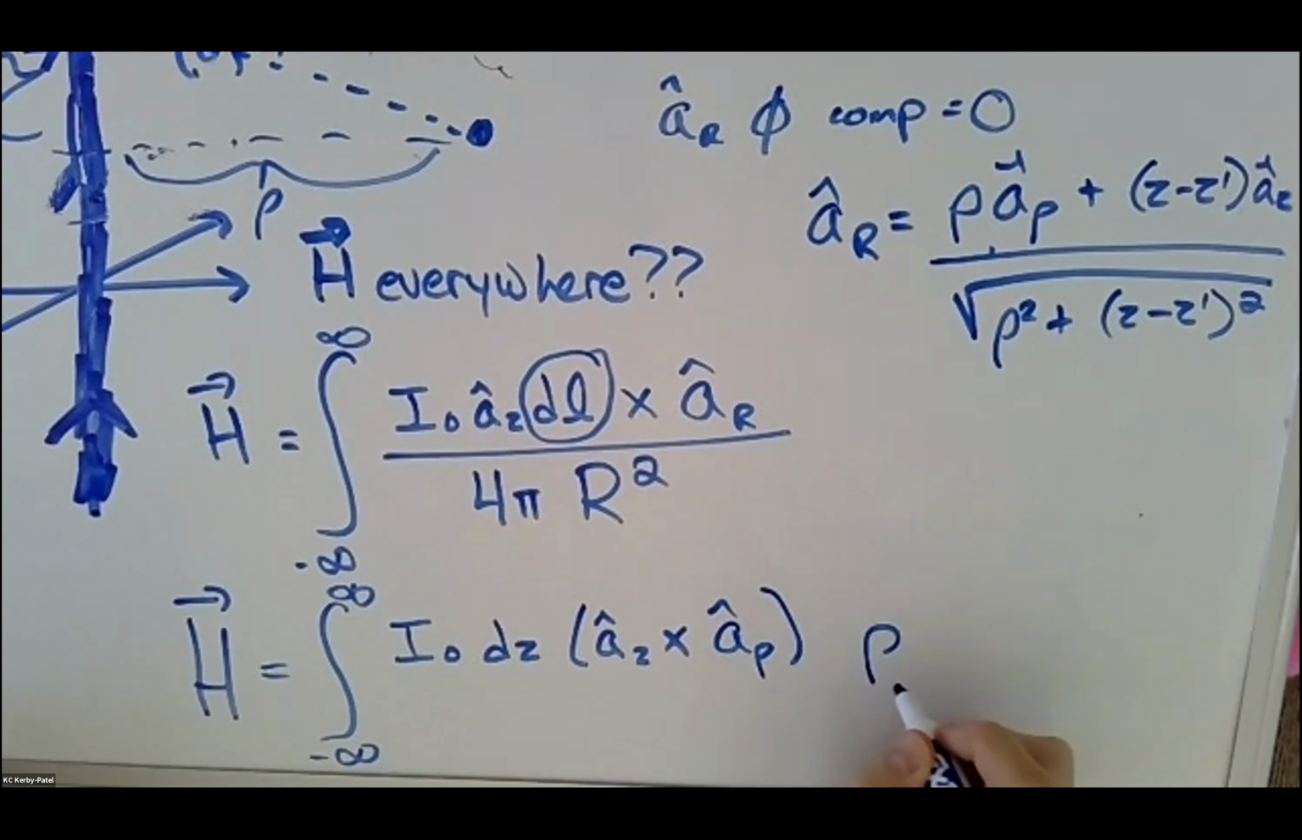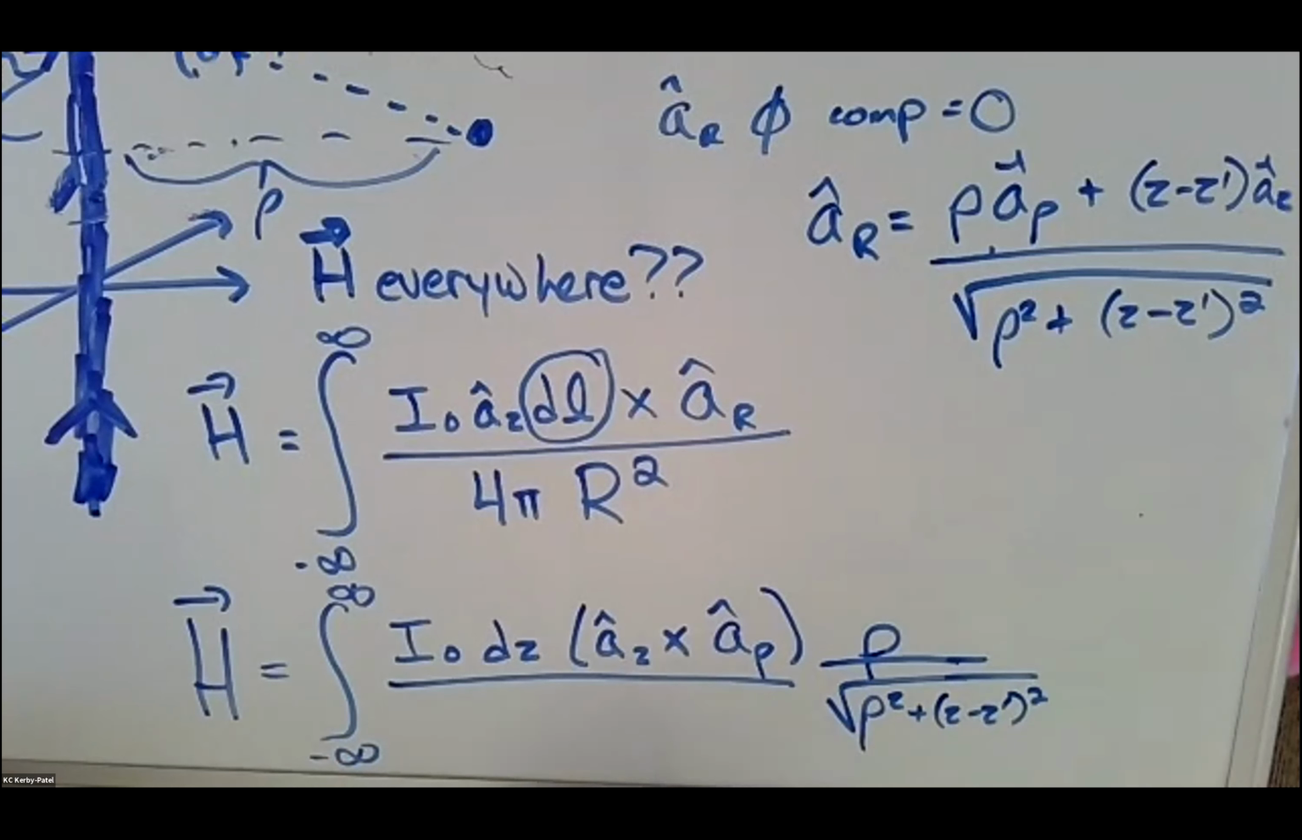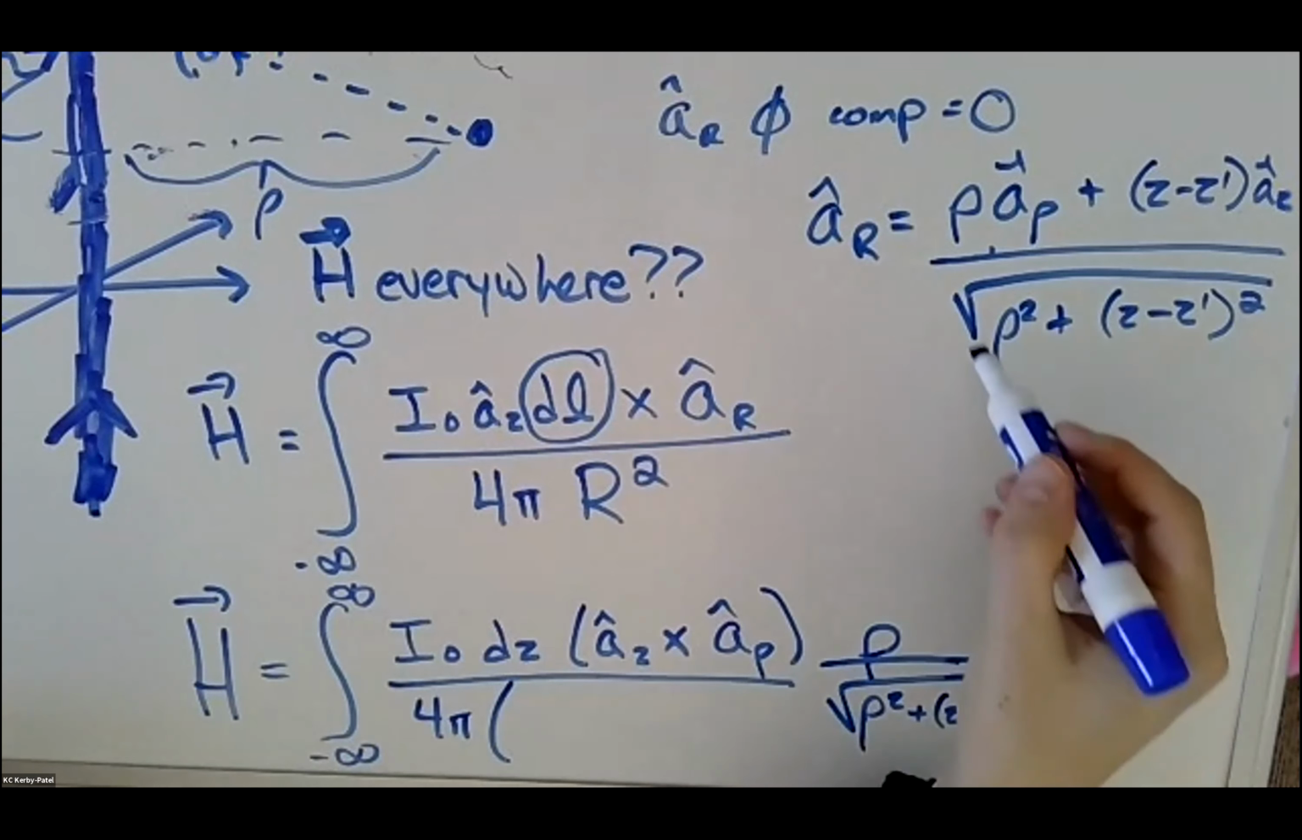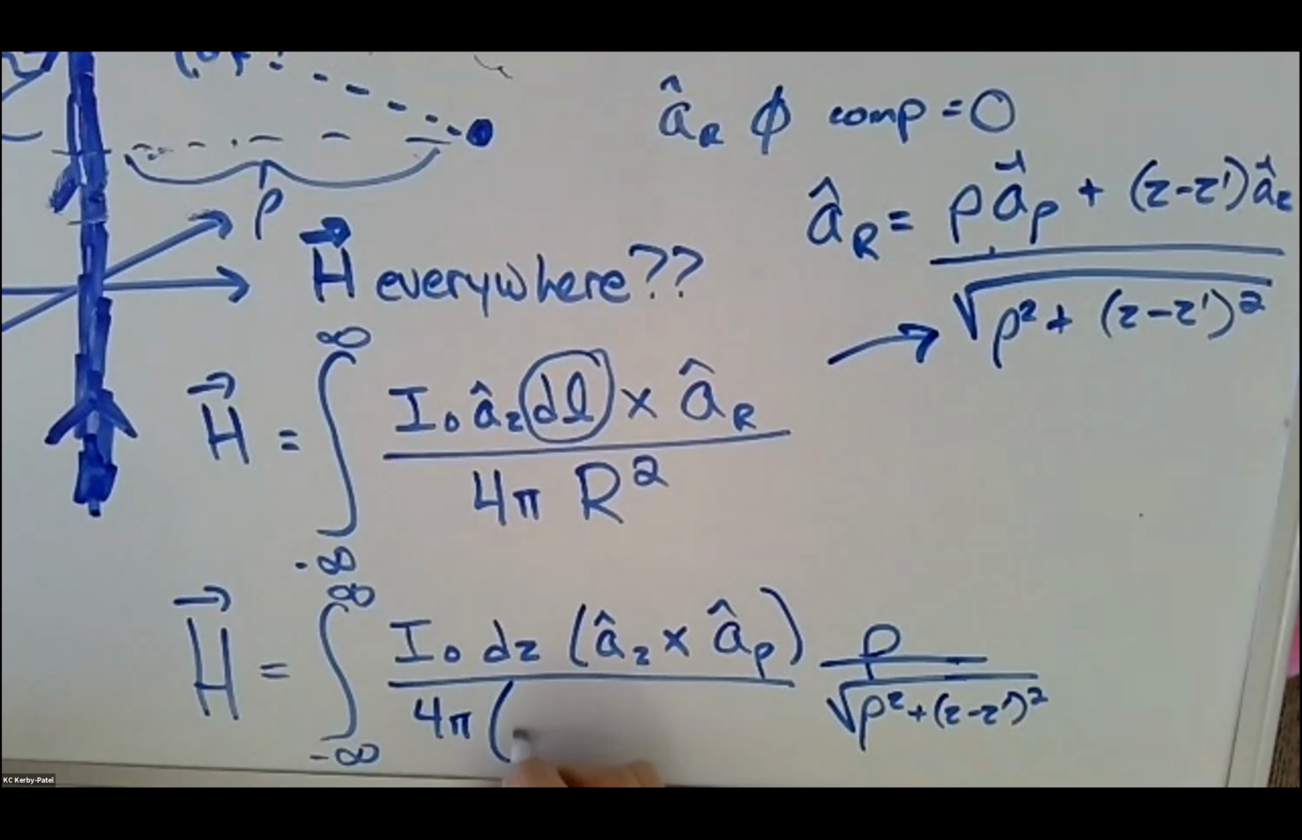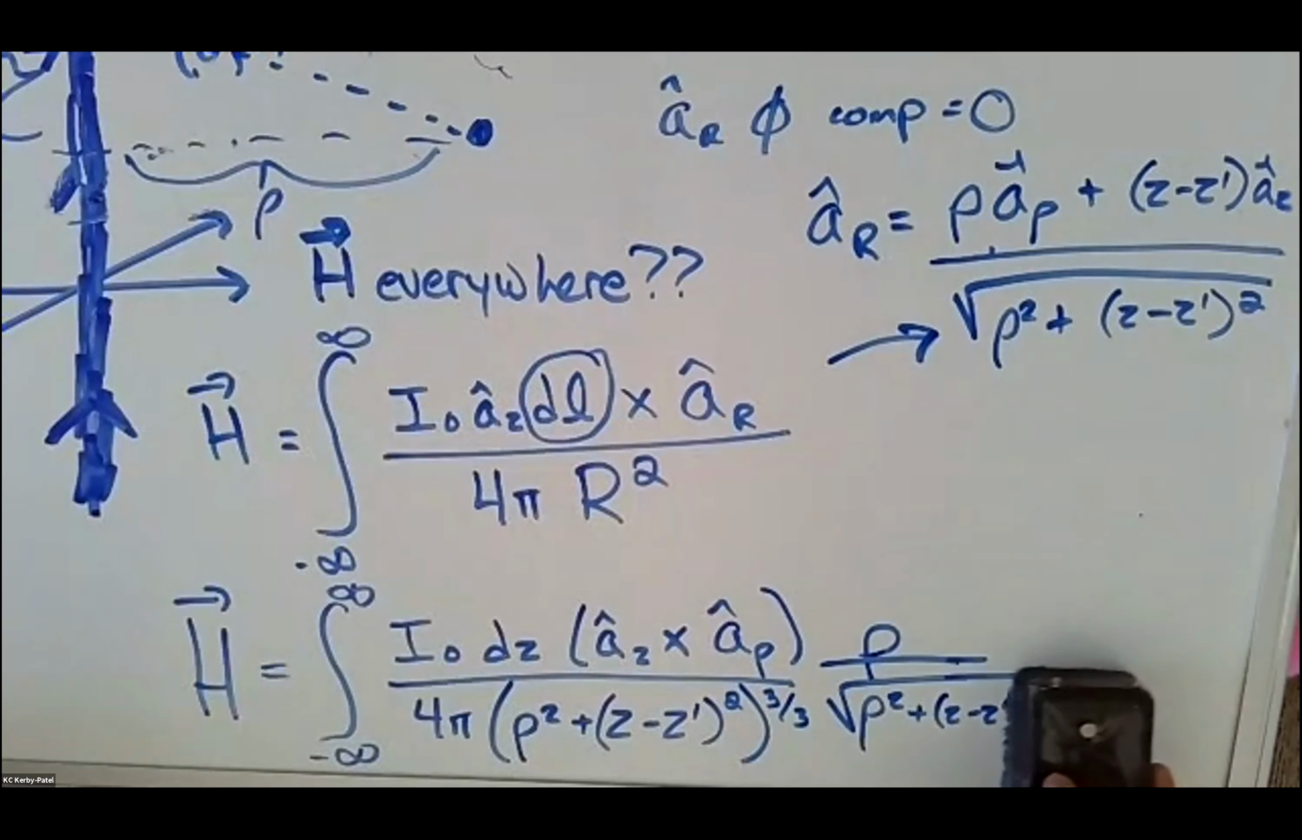Then we have rho over the square root of rho squared plus Z minus Z prime squared. That's the magnitude of the rho component of my unit vector. And then down here, in place of 4 pi r squared, I'm going to have 4 pi times this stuff in the square root squared, so rho squared plus Z minus Z prime quantity squared. So I can absorb this little square root into there by making this go to the power of 3/2 and erasing the square root.